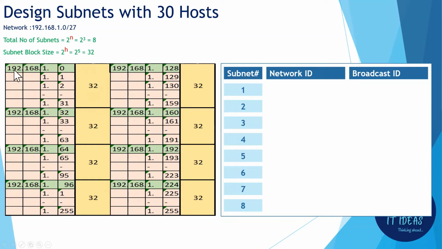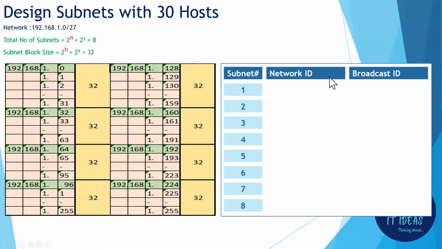The first subnet's IP addresses will start from 192.168.1.0. Then it will increment to 1.1, 1.2, and go up to 1.31, because there are 32 IP addresses. The same way, the next subnet will start from 32 and end with 63. It will go up to 1.255. So 8 subnets, in this way, we can create.